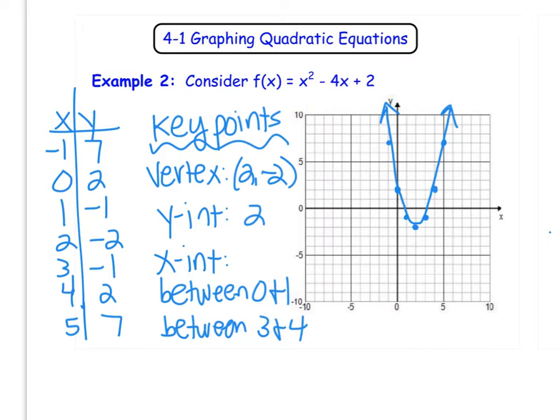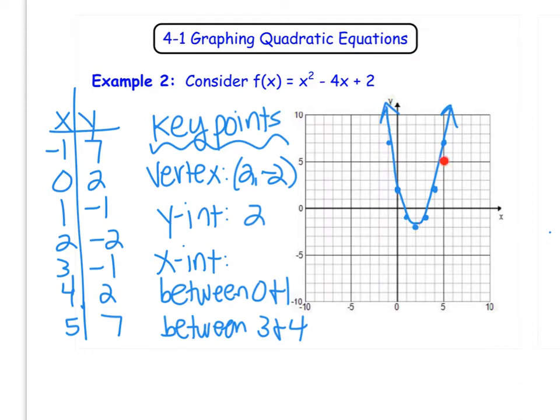For an x-intercept, we're looking for the y value to be 0. If you look in this table, there are no zeros for y. That doesn't mean we don't have one necessarily. It means there's not an exact integer value for x for our x-intercept. So what we're looking for is a sign change, because if you look here, our output is 2 and then our output is -1.